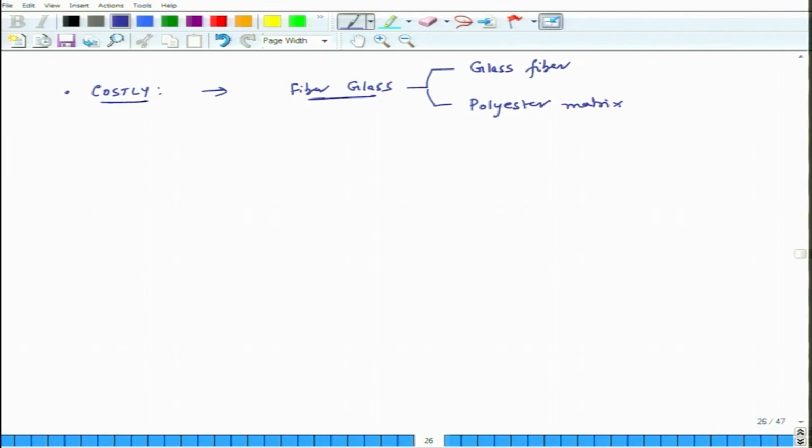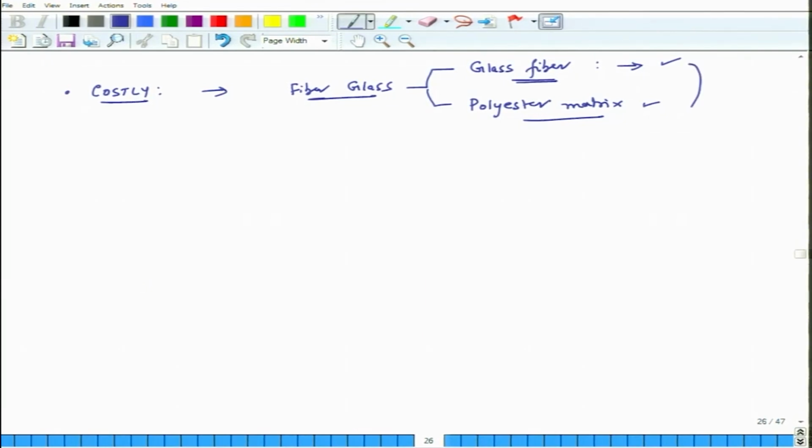Polyester matrix. Now, if you go to market, you will find that the price of glass fiber per kilogram is more than the price of regular steel which we use, or even aluminum. It is more expensive than even aluminum. So, the first component is more expensive. Then if you go and buy polyester matrix, again you will find that it is more expensive than metals like steel and aluminum.